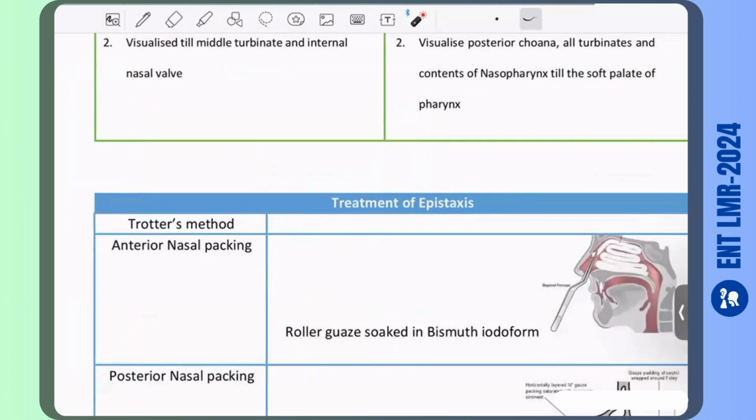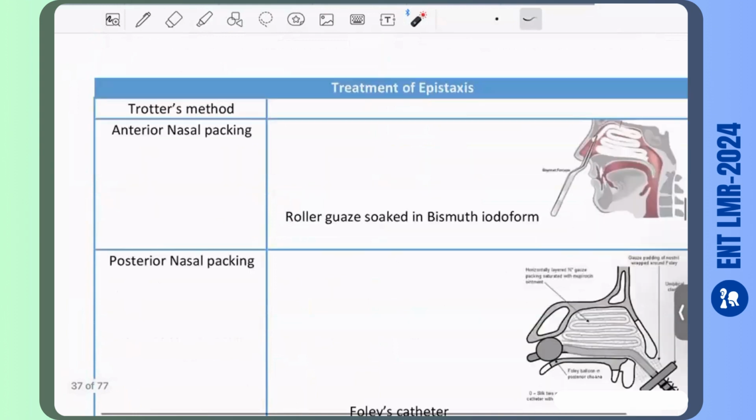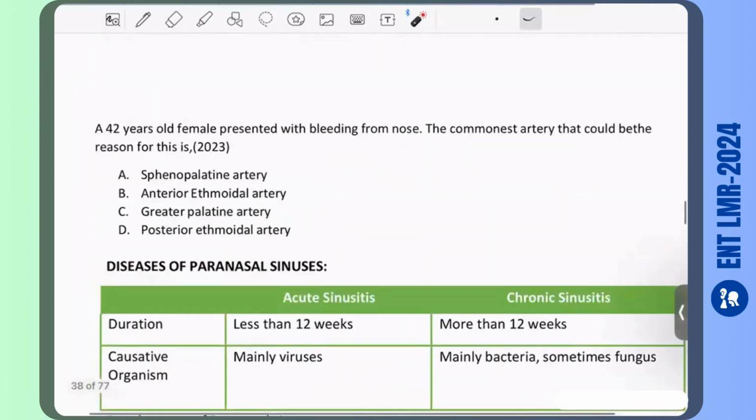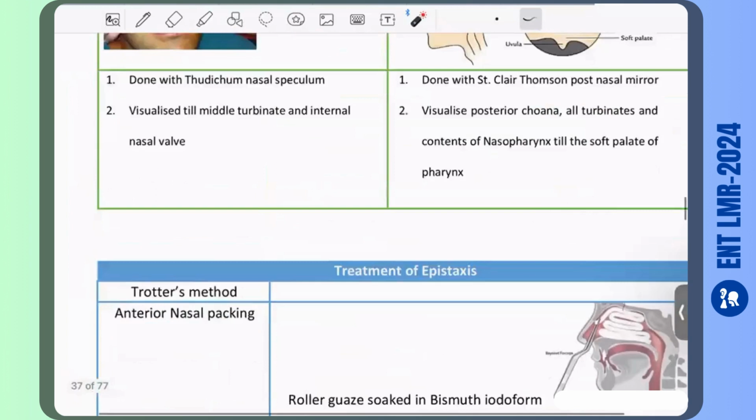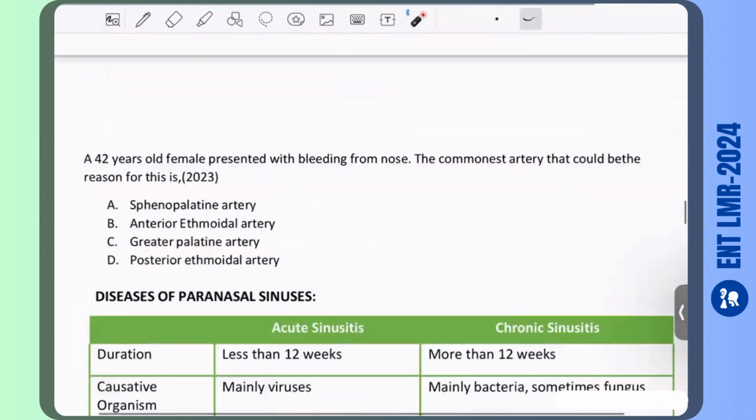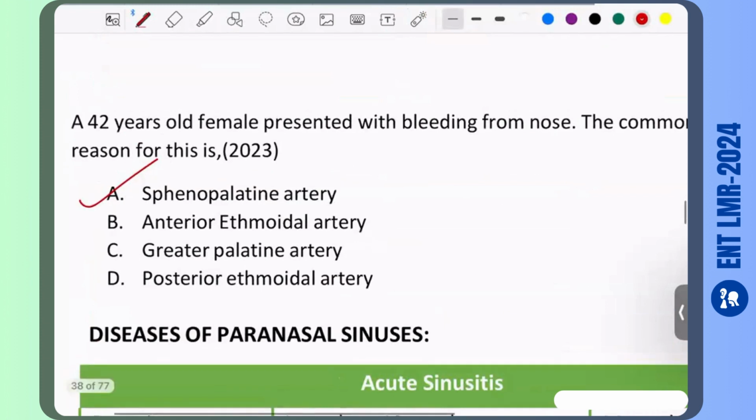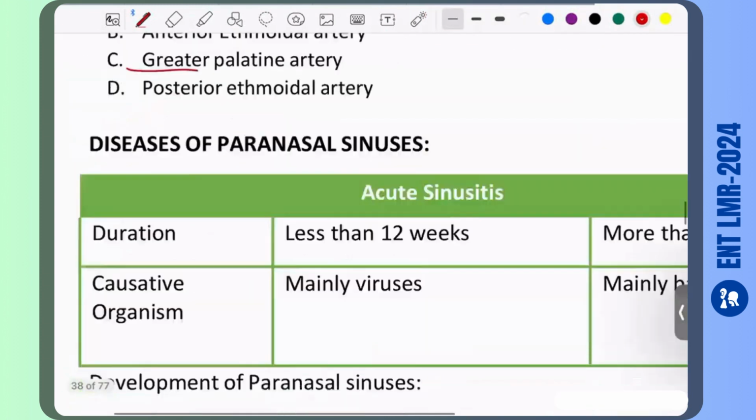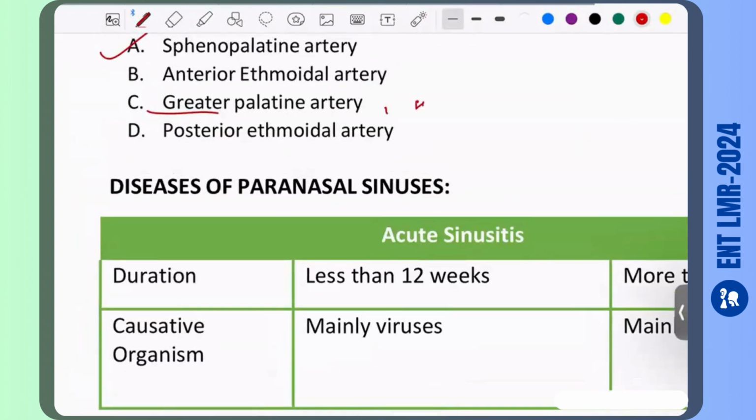What is the blood supply of the nasal cavity? Look at this question: a 42-year-old female presents with bleeding from the nose, the commonest artery could be? The commonest artery to cause bleeding in the nose is the sphenopalatine artery. What are the other arteries? Greater palatine artery and then superior labial artery.